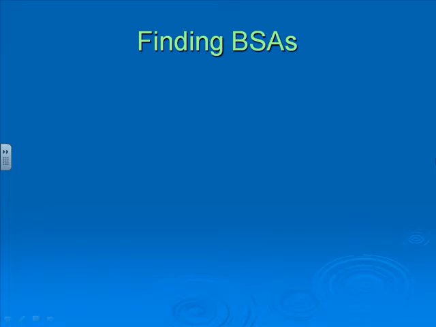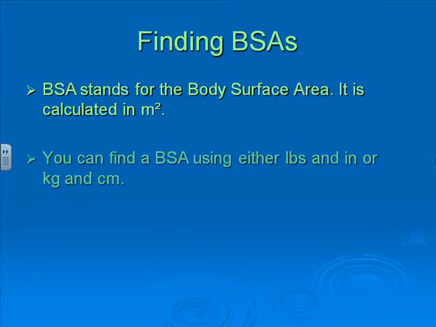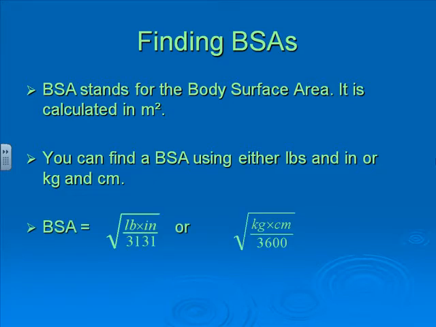Now, like I said earlier, sometimes we might have to calculate a BSA for a child. BSA stands for Body Surface Area. It's calculated in meters squared. We can find BSAs using either pounds and inches or kilograms and centimeters, depending on what units we're given. BSA is equal to the square root of pounds times inches divided by 3131, or the square root of kilograms times centimeters divided by 3600. You must memorize these equations.